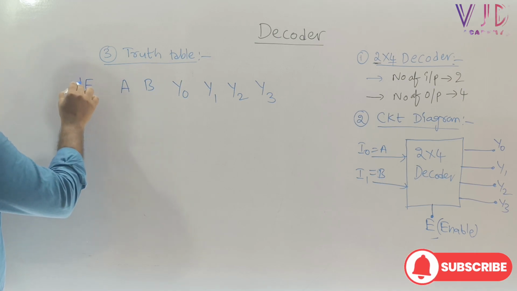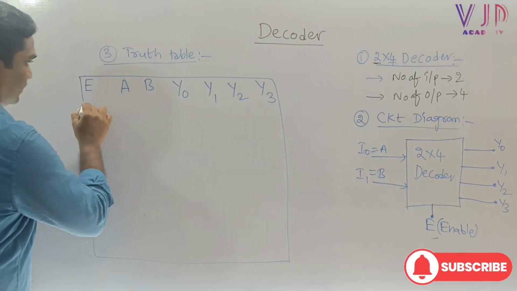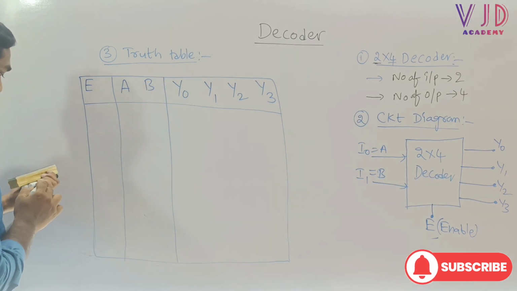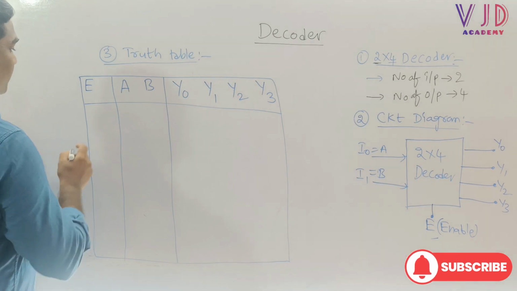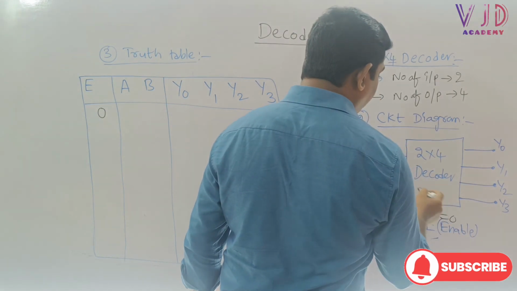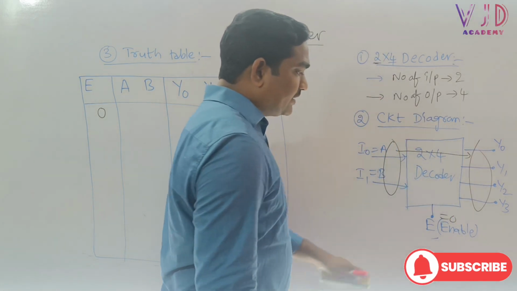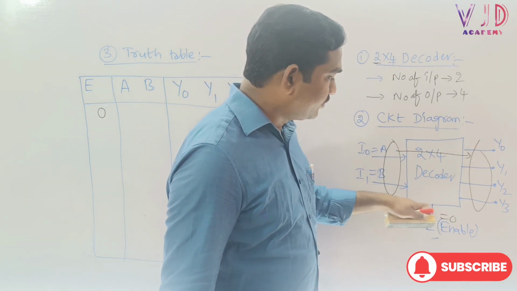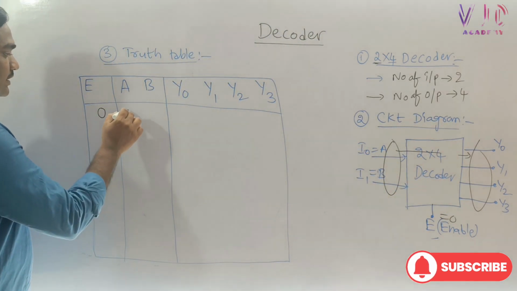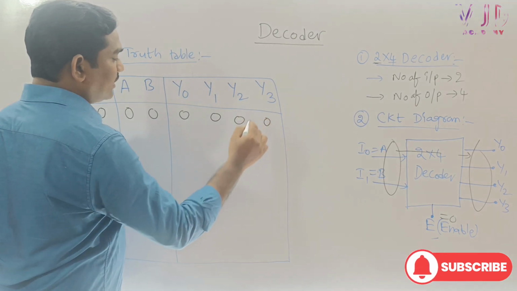I will take this enable pin here. Sir, this is the truth table. Let us try to analyze. Suppose the enable pin is 0. Automatically, this means there is no established connection between input and output, so there is no data transfer from input to output. So we can say that with enable 0, inputs A, B are 0 and outputs Y0, Y1, Y2, Y3 are all zeros.